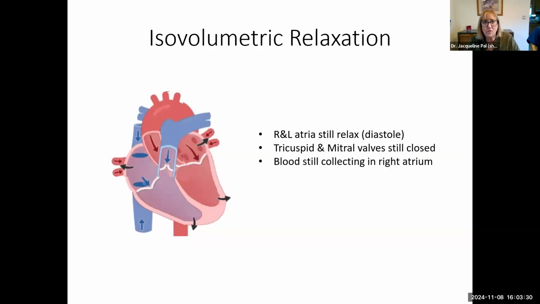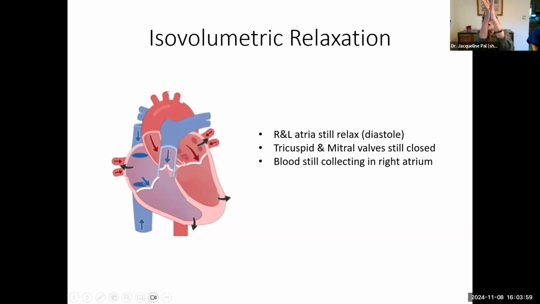Now, once the ventricles are done contracting, they are going to relax. The atria are still relaxing. Notice the atria get a long time to have systole. Okay, so they are still relaxing. Blood is still pouring in the right atrium from the vena cava. Blood is still pouring in the left atrium from the pulmonary veins. The tricuspid and mitral valves are still closed.